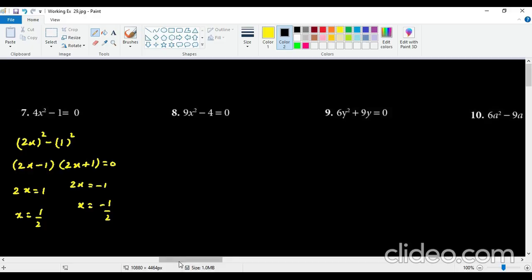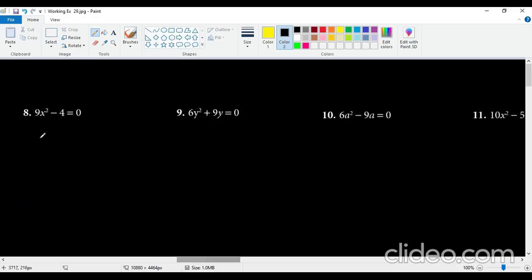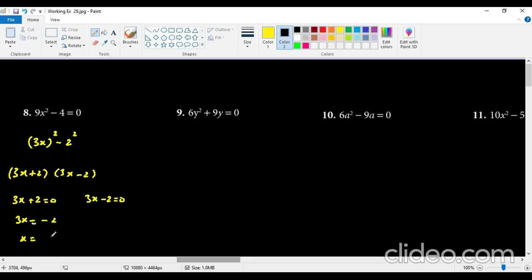Moving on to question number 8, it is 3x whole square minus 2 square. So this is also a difference of squares. So I will write 3x plus 2 and 3x minus 2. It's going to be 3x plus 2 equals 0 and 3x minus 2 equals 0. That means 3x equals negative 2 and x equals negative 2 over 3. And this one is 3x equals positive 2 and x equals 2 over 3. So one is positive and one is negative.